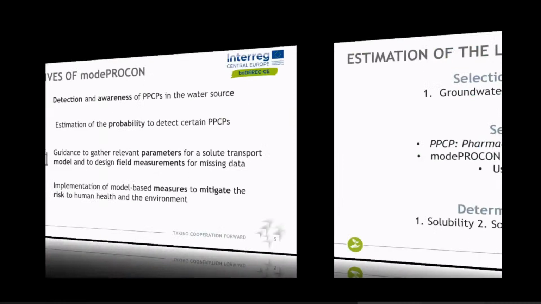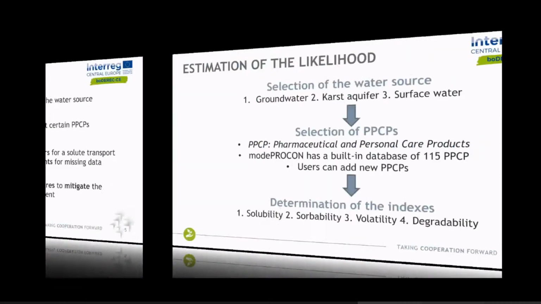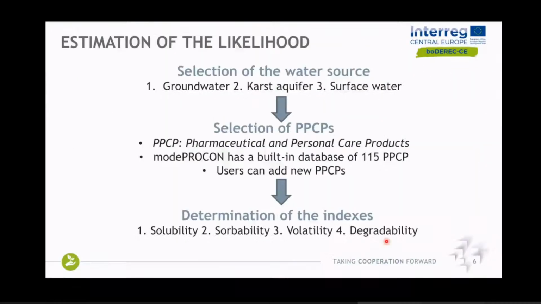As I said already, modePROCON has basically two key features: the first is estimation of likelihood, and the second is checking which parameters are required for modeling. But these are very theoretical things. I will not go very deep into the steps by just reading the lines. I'll show you live after a few minutes. But very briefly, there are three types of aquifers where you can apply modePROCON: groundwater, karst aquifer, and surface water. You will select that, then you will select the chemical substances, and then you will determine the indexes.